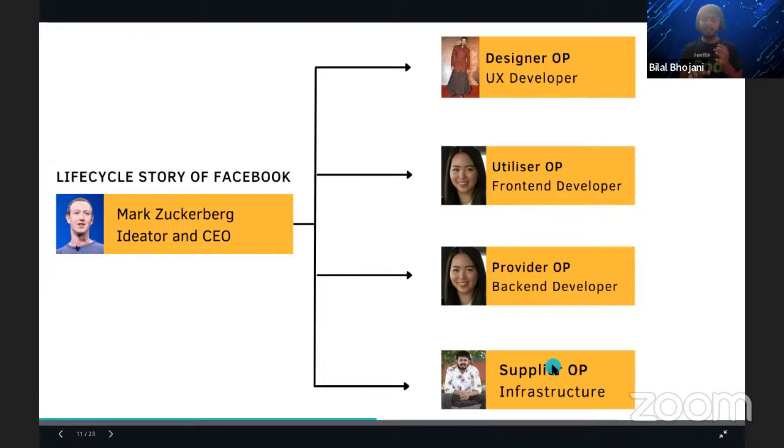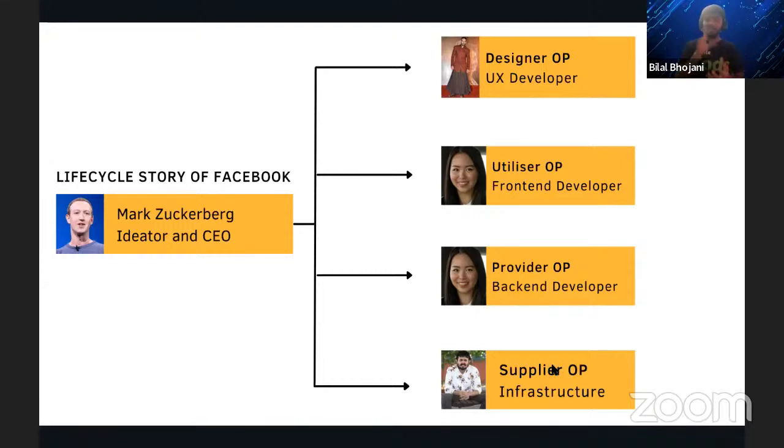So what does this supplier, the ops person, mean? Once everything is ready, we need someone who can push our product into the market. I'm not saying the infrastructure person is like a marketing person. Basically, it is the person who is going to supply or manage your application when its development is done. That means deployment, load balancing, managing the server, managing the database, and so many things.